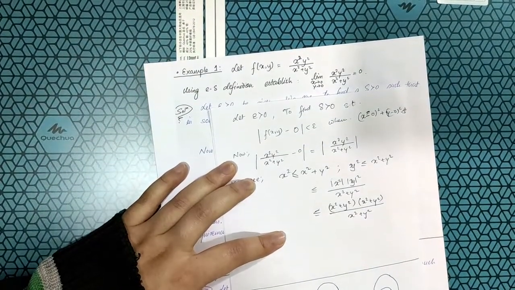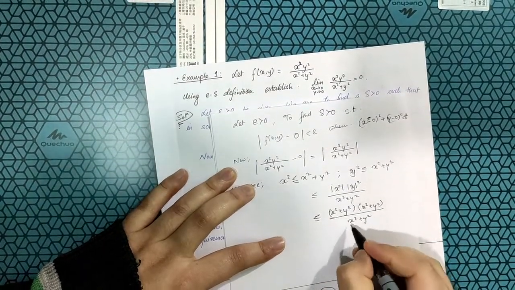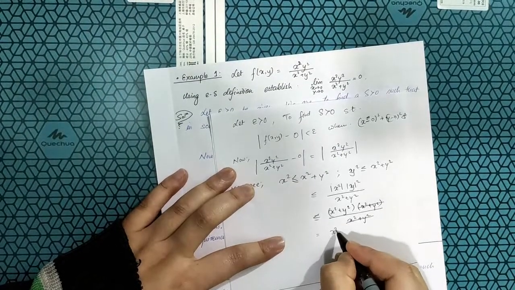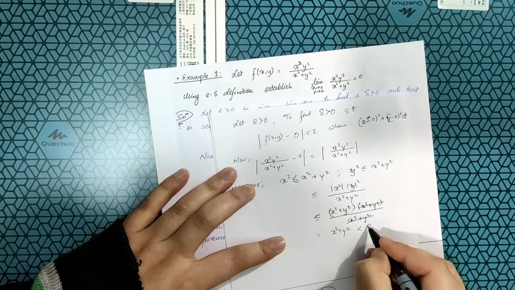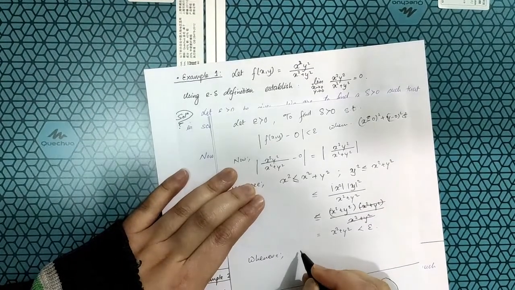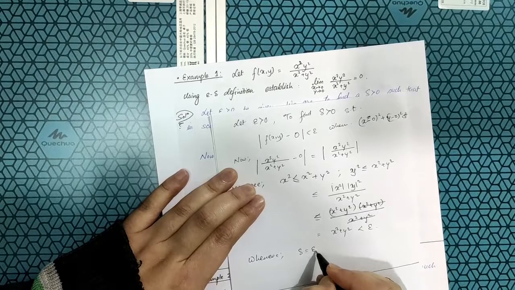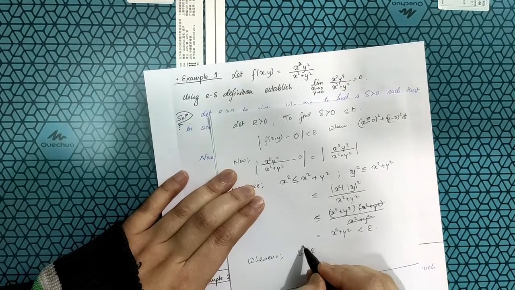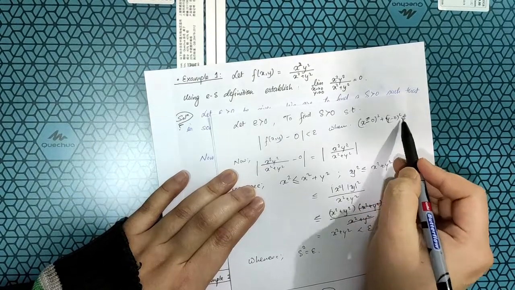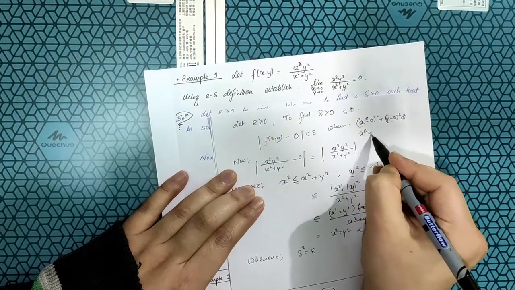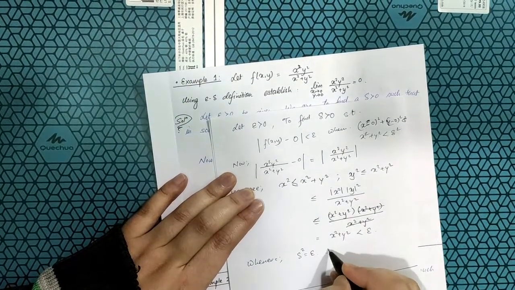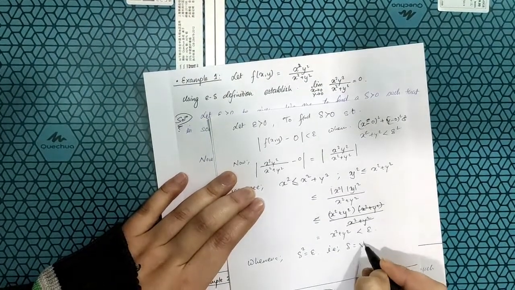Since x square plus y square is a positive quantity, this and this will cancel, and this is equal to x square plus y square, which is less than epsilon whenever delta is equal to epsilon, delta square is equal to epsilon. See, x square plus y square is less than delta square, that is delta is equal to root over epsilon.